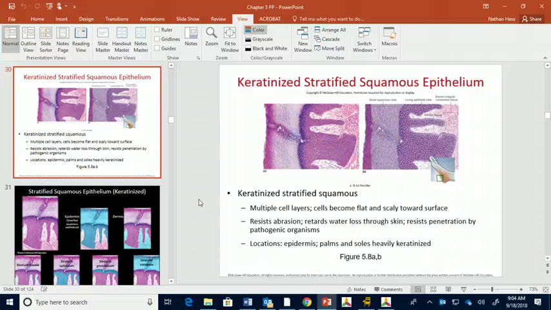keratinized stratified squamous. I forgot to take lunch, so let's go quick. And sorry if you're listening to this, you're going to have to wait as I do this.